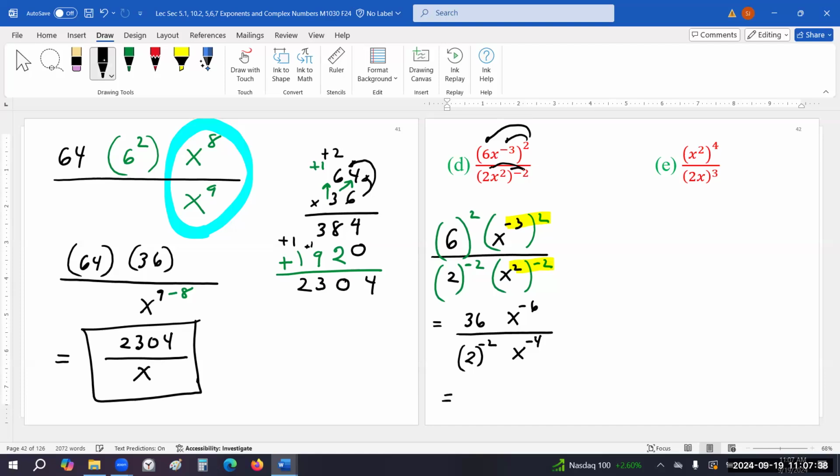Then I switched it around, so I got the top and the top, and then back to the bottom. So you have 36 times 2 to the positive 2. We have x to the negative 4 times 2 to the positive 4 on the top. X to the 6 on the bottom.